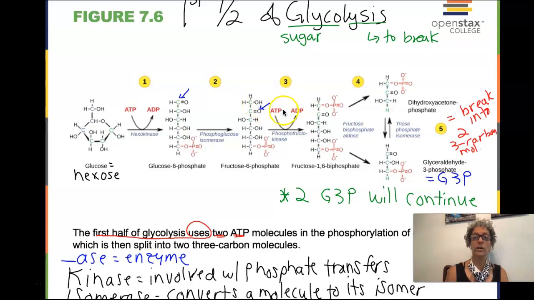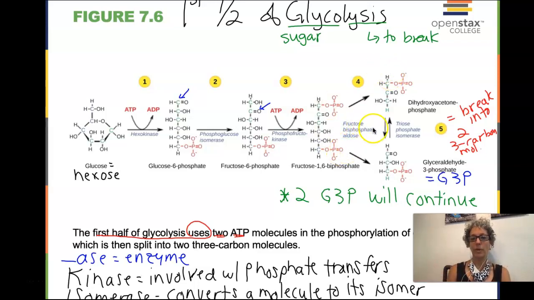Our second ATP comes in, and the phosphofructokinase removes a phosphate from ATP and adds it to the first carbon. So now we have fructose 1,6 biphosphate. I've also seen it called bisphosphate. I've also seen it called diphosphate. All of those mean there are 2 phosphates, and they are on the first and the 6th carbon. So at this point, we've added energy in, and we've done some rearranging. We haven't extracted energy out.